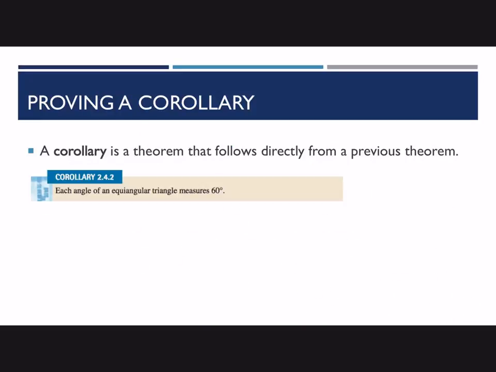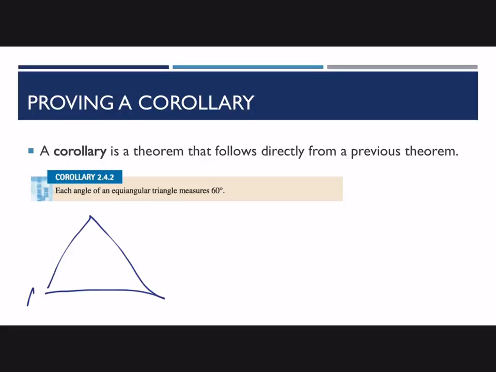All right, so the fact that we're trying to prove now is that each angle of an equilateral or equiangular triangle measures 60 degrees. So you probably know this already. You can probably even see why it's true. So let's run through the proof. It's fairly short.